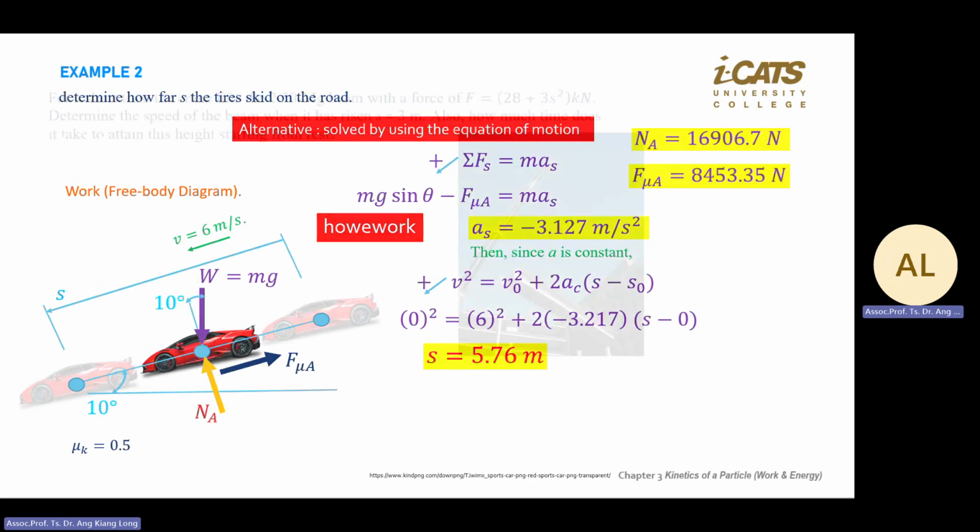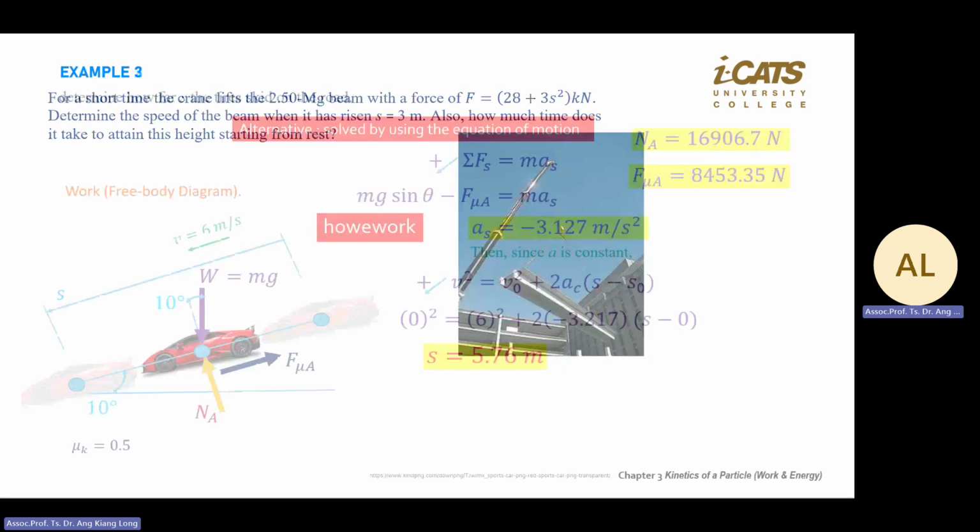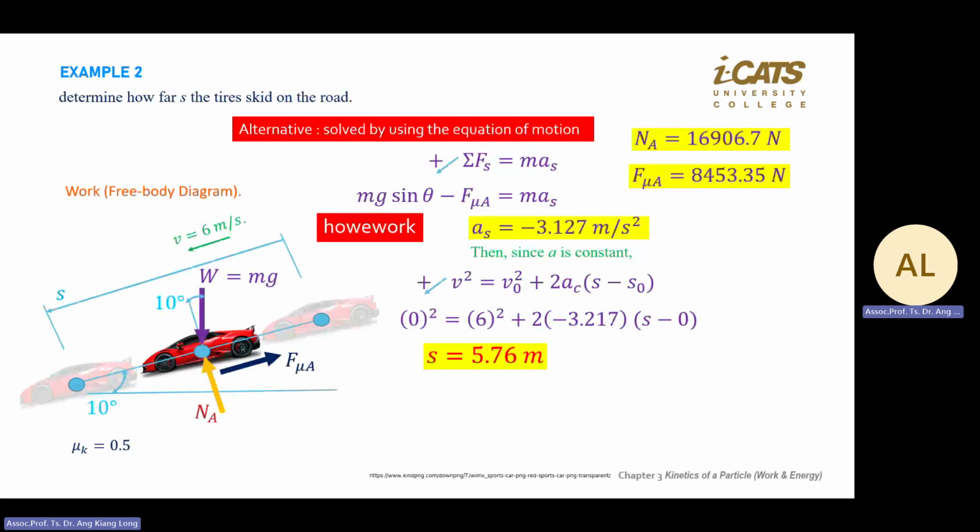Okay. If we have time, we go to example 3. If not, then we go to the next section. So we end our lesson here.